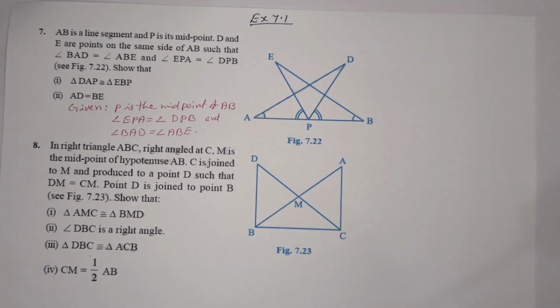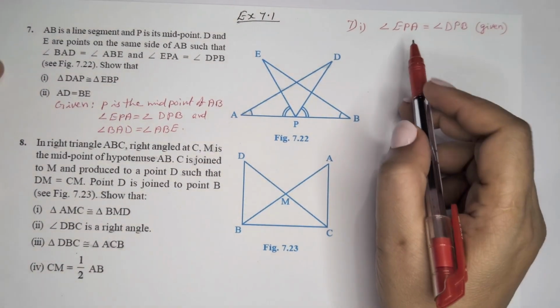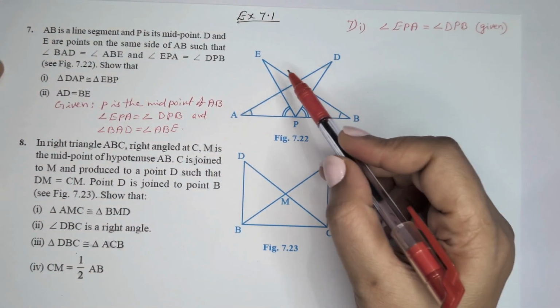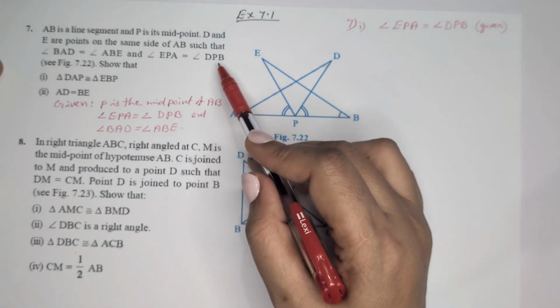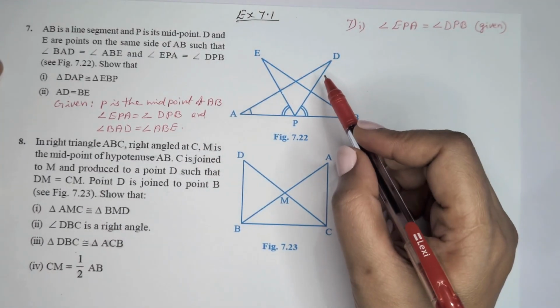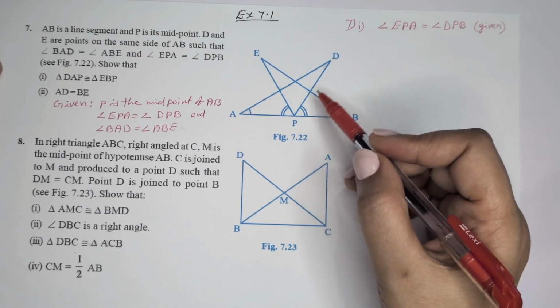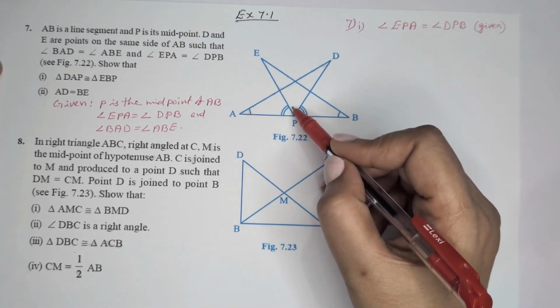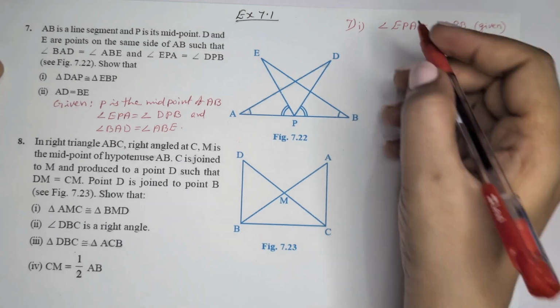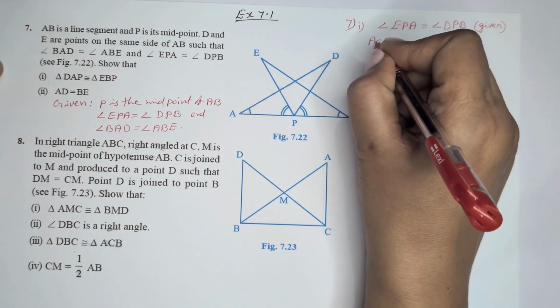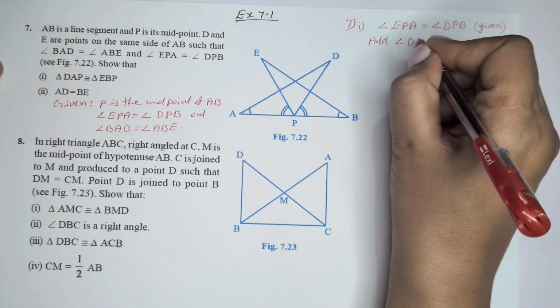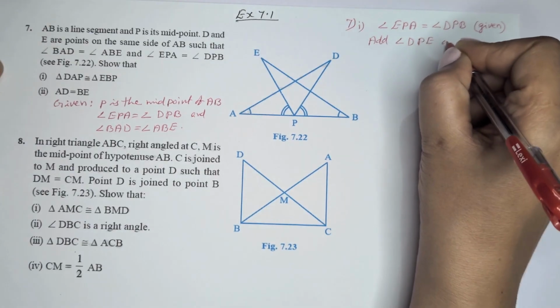Then first part, here it is given that angle EPA is equal to DPB. Now we are going to add angle DPE on both sides. This part, DPE, on both sides.